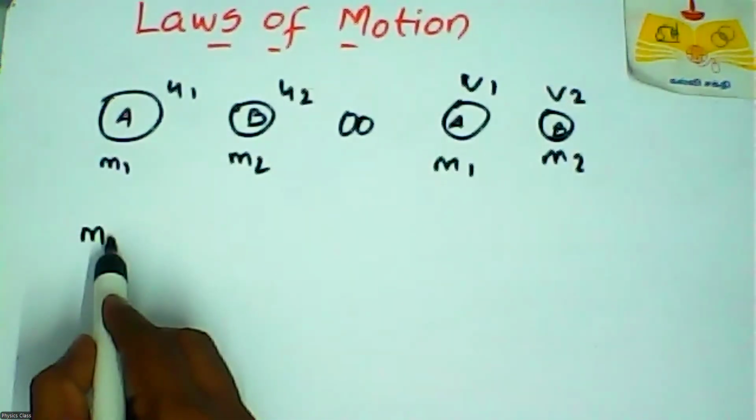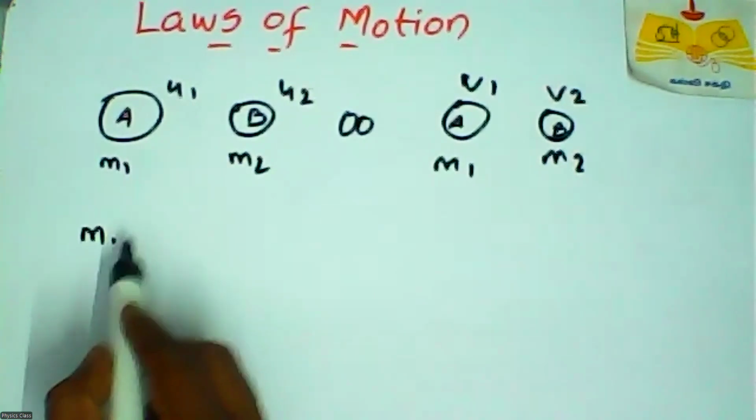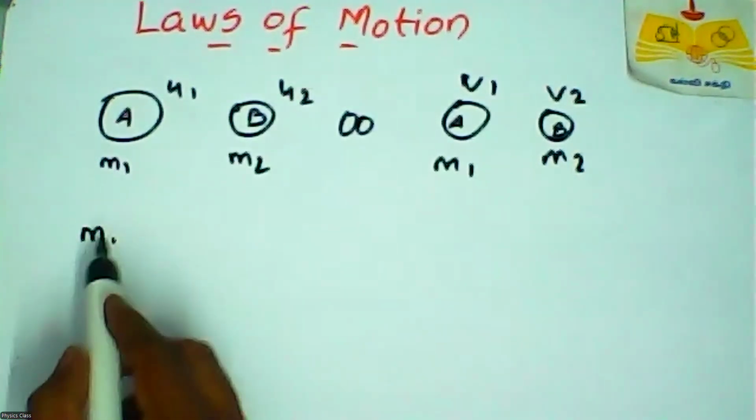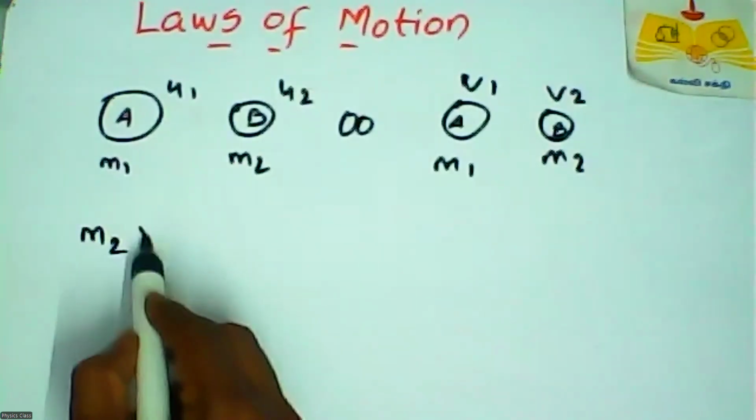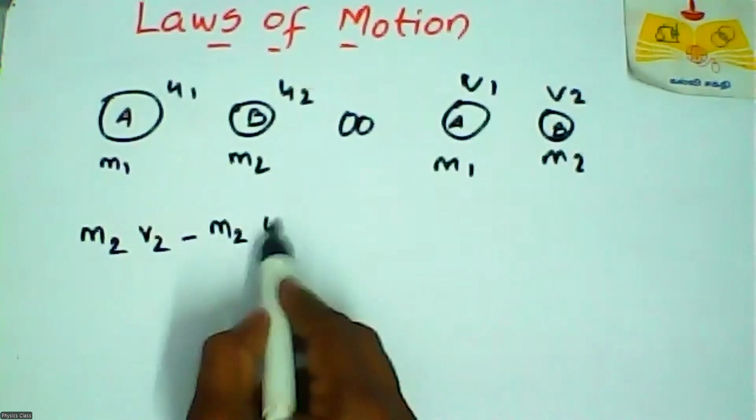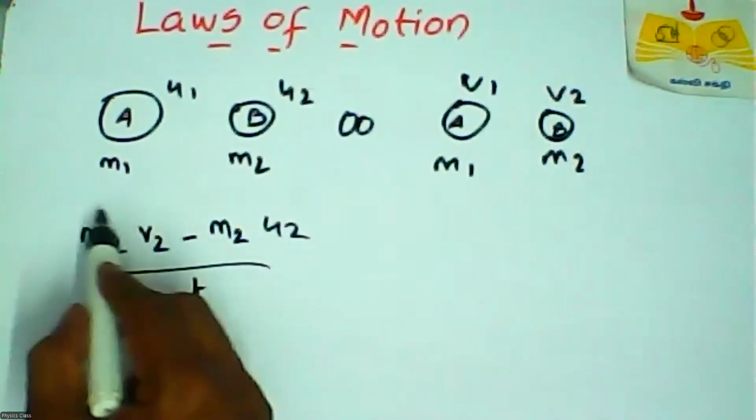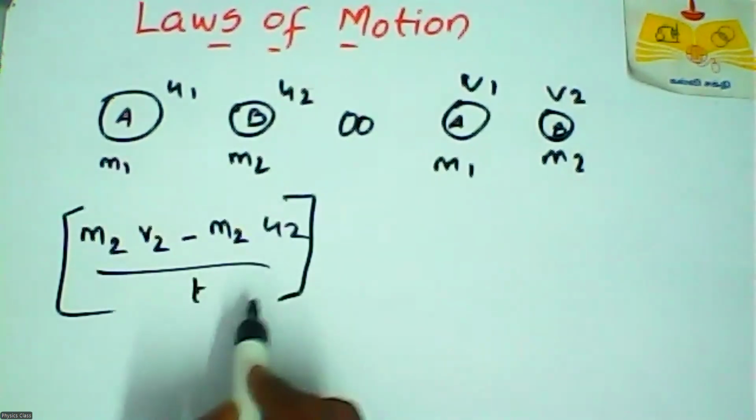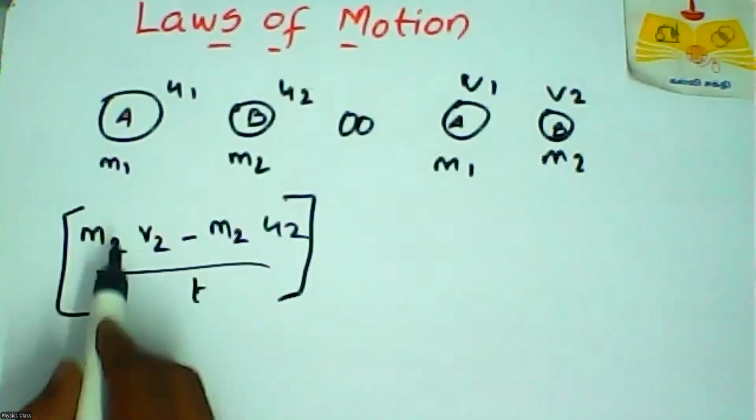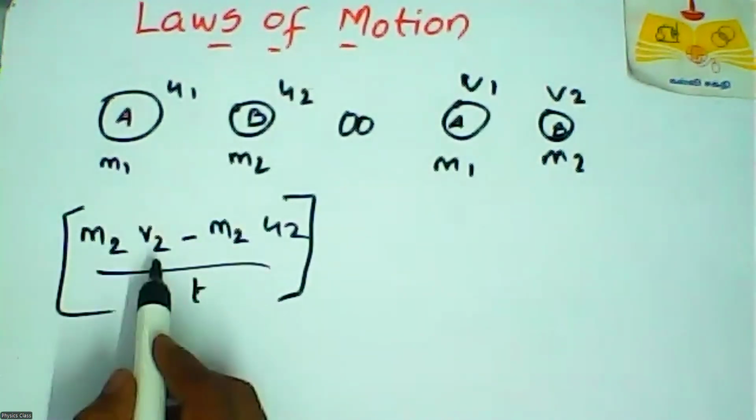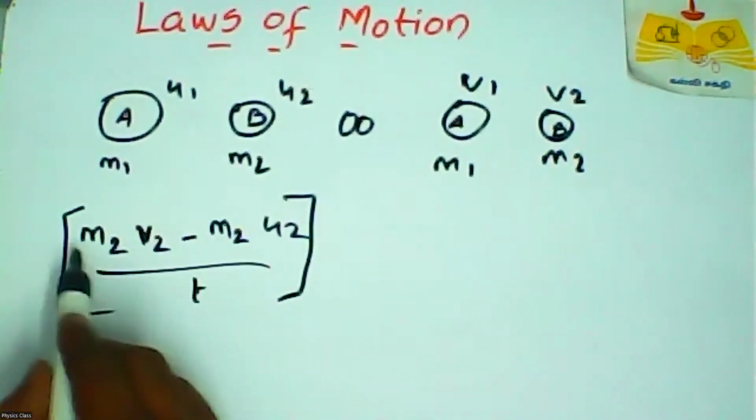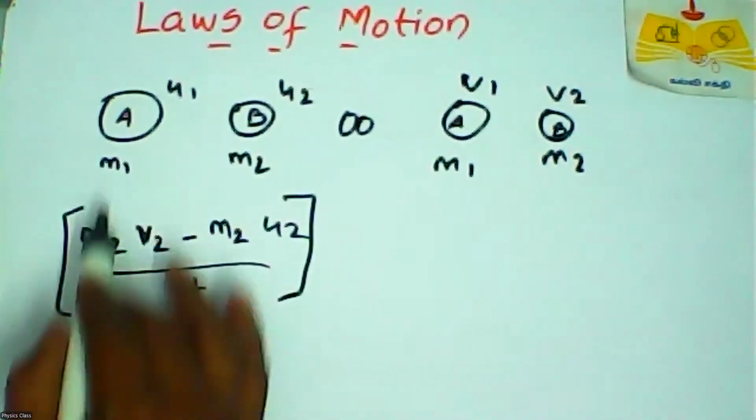So M1, sorry, for that B object. B has mass M2. So M2 V2, because this is the final velocity, minus initial velocity M2 U2, by time. This is the change in momentum of B, because B has mass M2. B has velocity before collision U2, after collision V2. So that's why I'm writing subscript 2 for that object B.